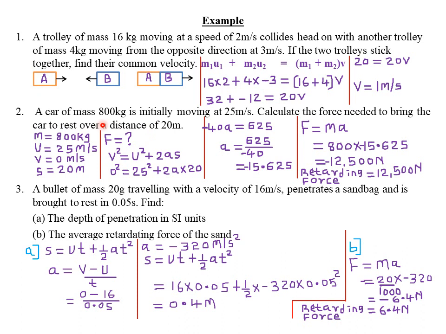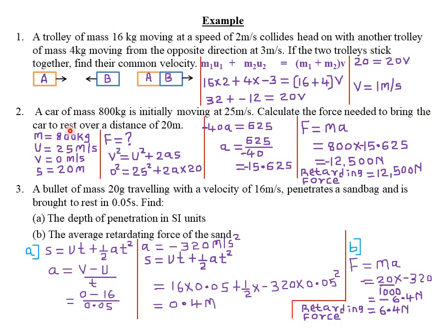Then example 2 reads: a car of mass 800 kg. So we just highlight what you have been given. We have the mass, 800 kg, moving initially at 25, so that is the initial velocity, 25 meters per second. We are required to calculate the force needed to bring the car to rest.